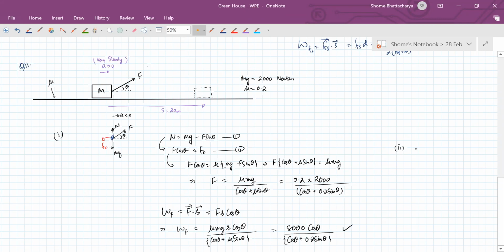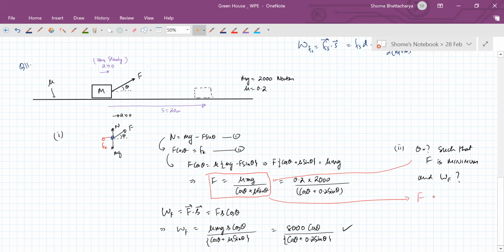Now for the second part, we have to find the value of theta such that the magnitude of F is minimum, and then find the work done by F in that case. So basically, find the value of theta so that this is minimum. In this expression, you have to find F's minima. Remember, we have done this type of question in friction before. Just try to work it out.